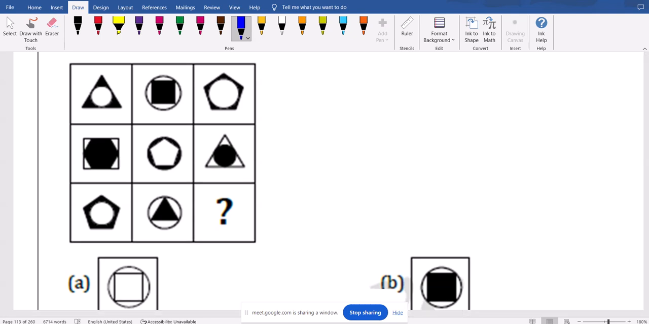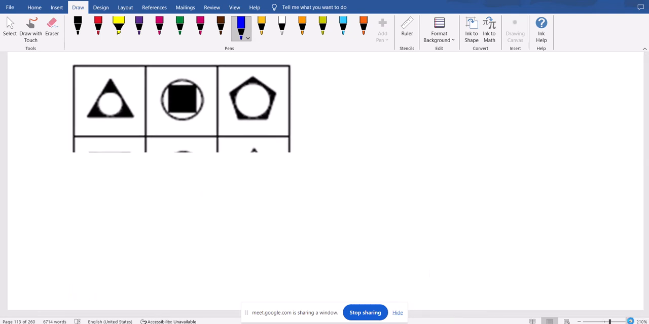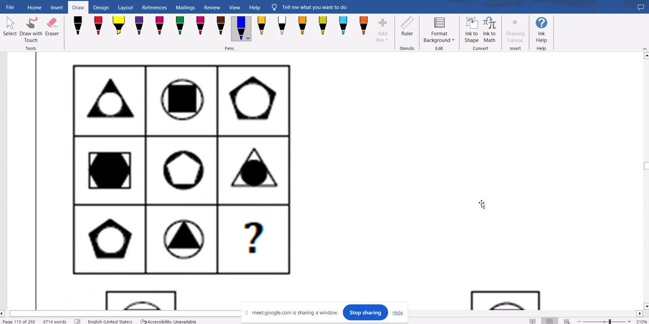Next one. What is here? Right, so 3, 4, 5. We can see there is a common C. This is a triangle, square, then pentagon. Right, so 3, 4, 5. Outside things, common is circle. Guys, circle is common in every diagram.